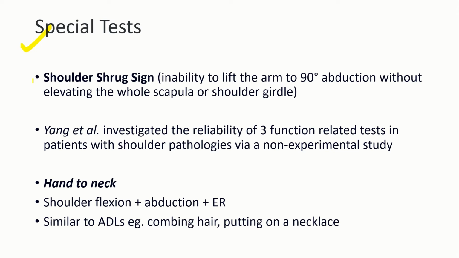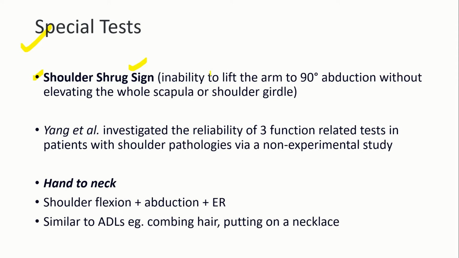It is very important. The first special test we're going to see is the shoulder shrug sign, which is the inability to lift the arm to 90 degrees of abduction without elevating the whole scapula or shoulder girdle. So what happens in the shoulder shrug sign is the patient will not be able to lift the arm in abduction.